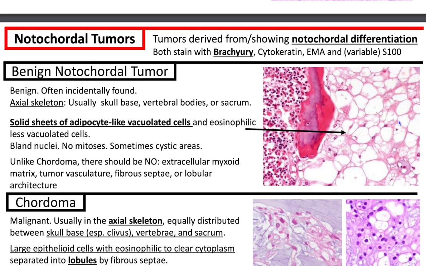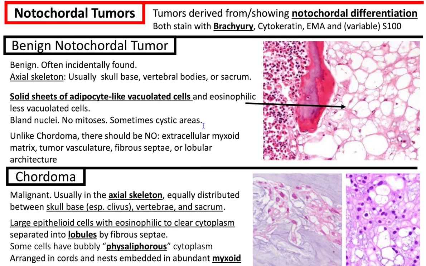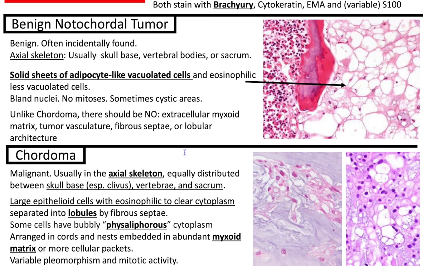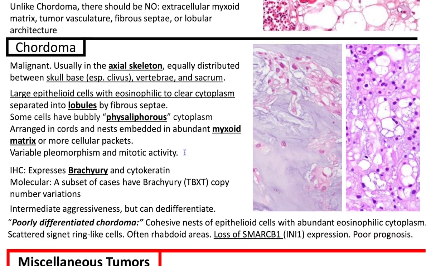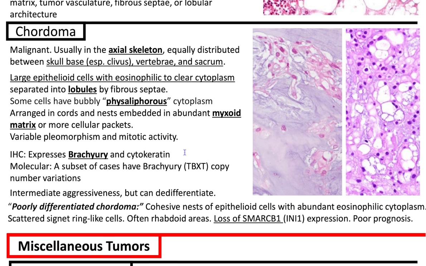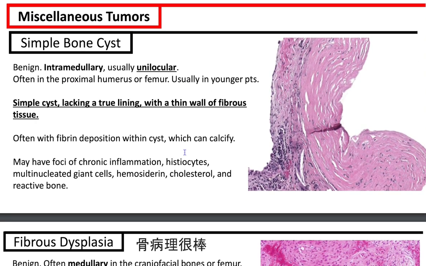We talked about notochordal tumors. Those will stain with brachyury, cytokeratin, EMA, and variable S100. You have your benign notochordal tumor. Unlike your chordoma, there won't be extracellular myxoid matrix, tumor vasculature, fibrous septae, or lobular architecture. In chordoma, you have physaliphorous cells separated into lobules by fibrous septae. You'll have myxoid matrix.